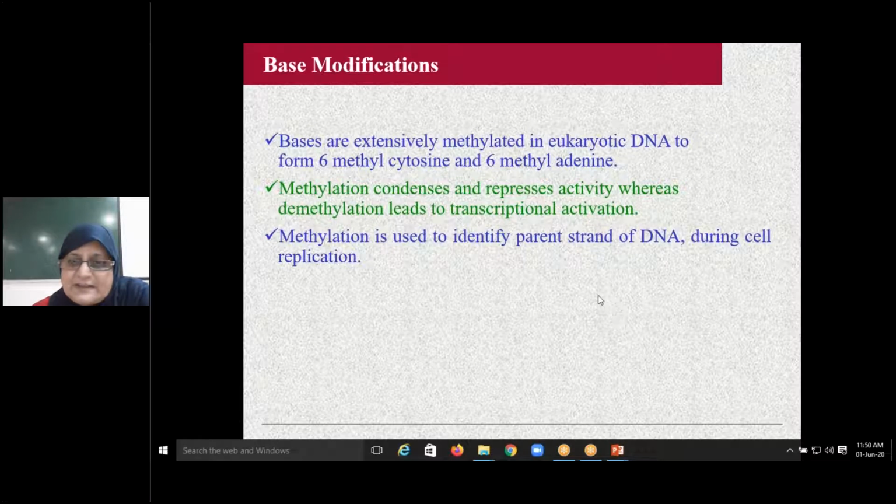Then the bases that are present in the DNA may also undergo modifications, mainly in the form of methylation. So this methylation may occur with cytosine to form 6-methyl cytosine, or with adenine to form 6-methyl adenine. So this methylation, what does it do? It condenses and represses the activity. Methylation condenses and represses the activity, while demethylation will lead to transcriptional activation. Now this methylation has been used to identify the parental strand of the DNA during cell replication.